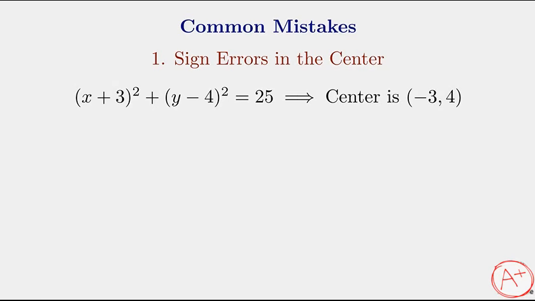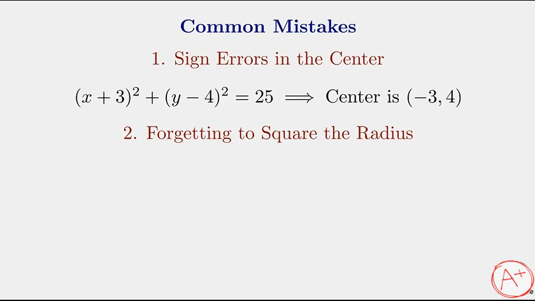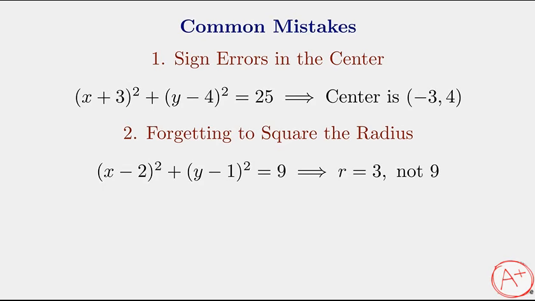The second mistake is forgetting to square the radius. When identifying the radius from an equation, students frequently forget to take the square root of the constant on the right-hand side. Conversely, when writing an equation, they often forget to square the radius.